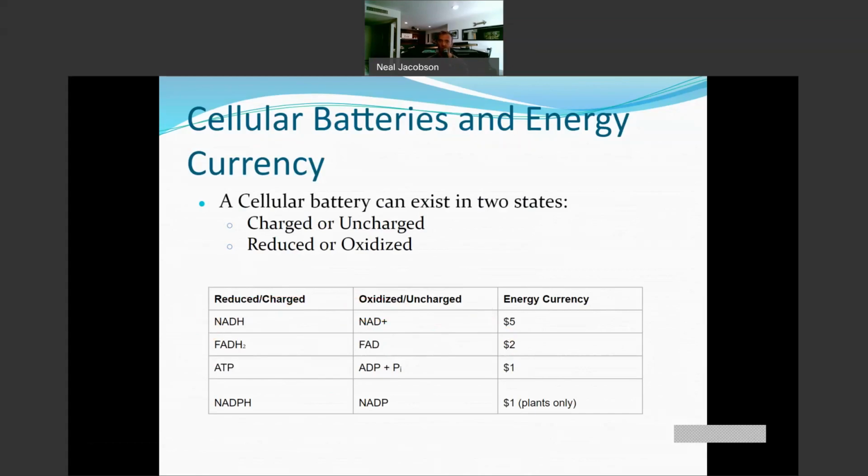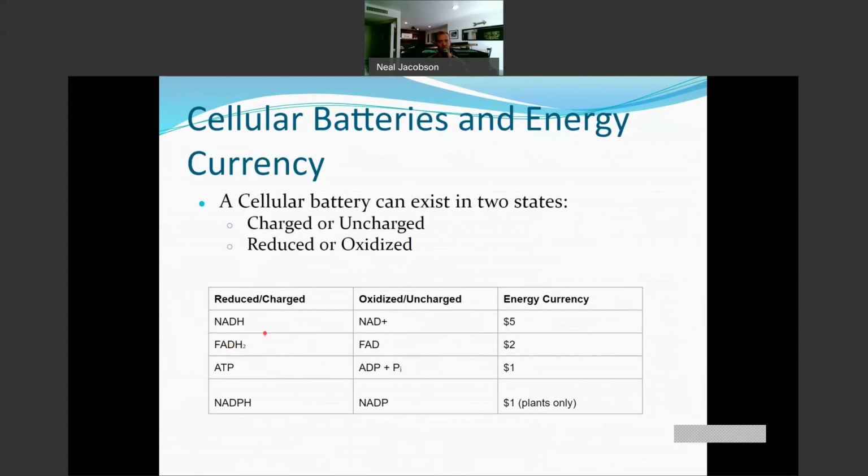And then there's FAD, so that's flavin adenine dinucleotide, and it's got 2 hydrogens attached, but it has a little bit less free energy, and that's based on the structure of the flavin. It's not based on the hydrogens attached. So they're bringing electrons over, but they're not as energetic. And so the energy currency of flavin adenine dinucleotide is basically like a $2 bill.